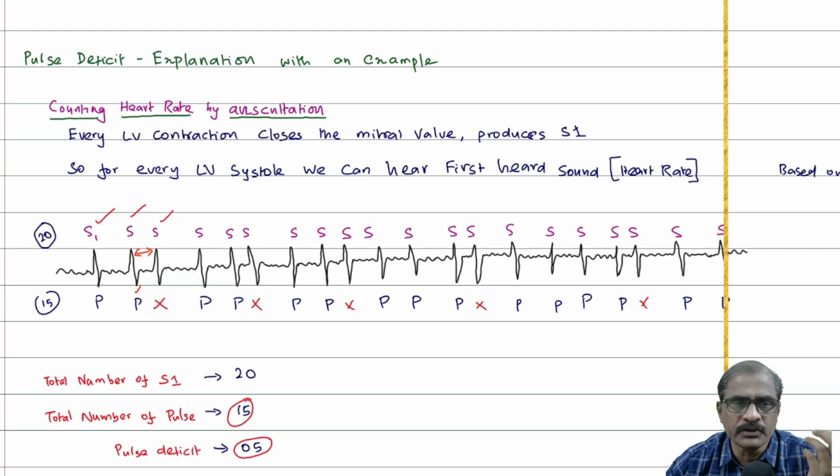As we already discussed, in this short RR interval, the stroke volume is too low to produce a pulse, but this LV contraction can close the mitral valve and can produce first heart sound. So this is the explanation for pulse deficit. So in atrial fibrillation, because of the short RR interval, the LV end-diastolic volume and stroke volume are too low to produce a pulse. So this is the explanation for pulse deficit.